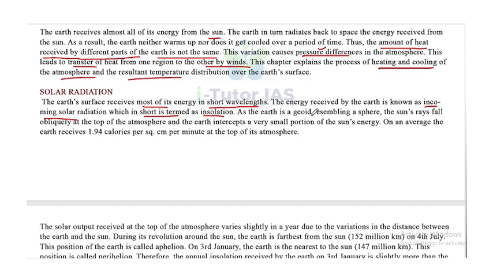As the Earth is a geoid resembling a sphere, the sun's rays fall obliquely at the top of the atmosphere and the Earth intercepts a very small portion of the sun's energy. On an average, the Earth receives 1.94 calories per square centimeter per minute at the top of its atmosphere.